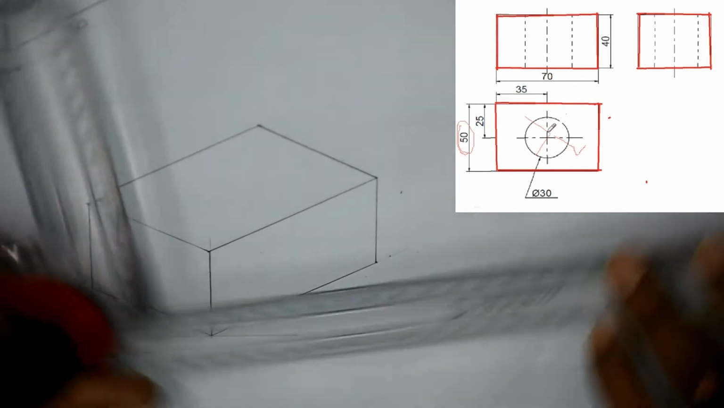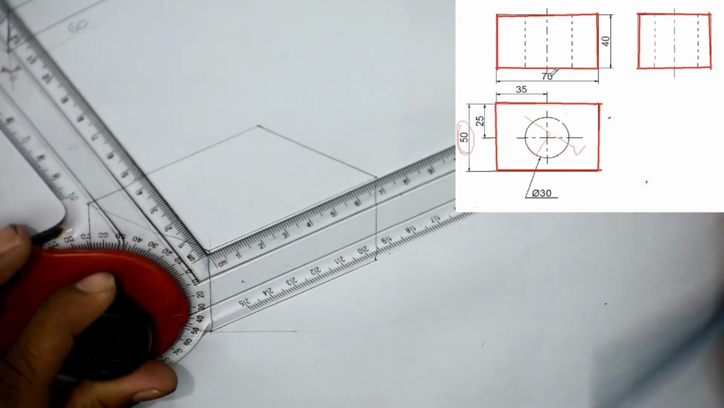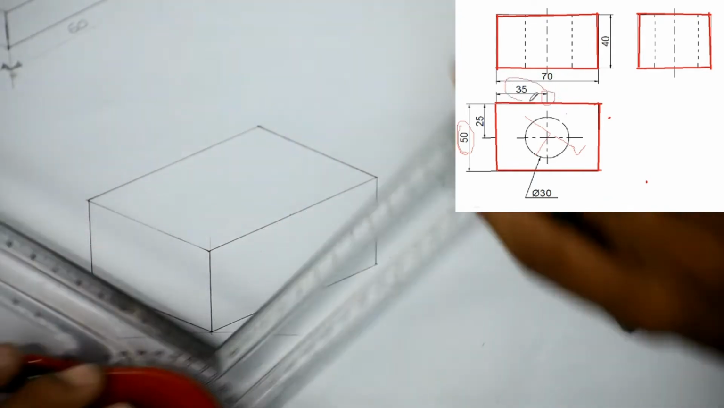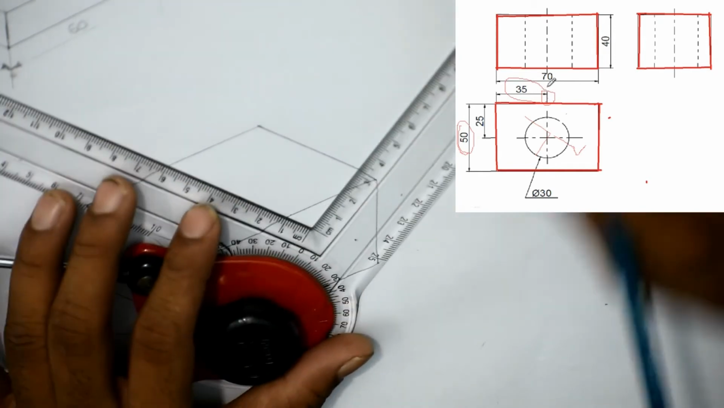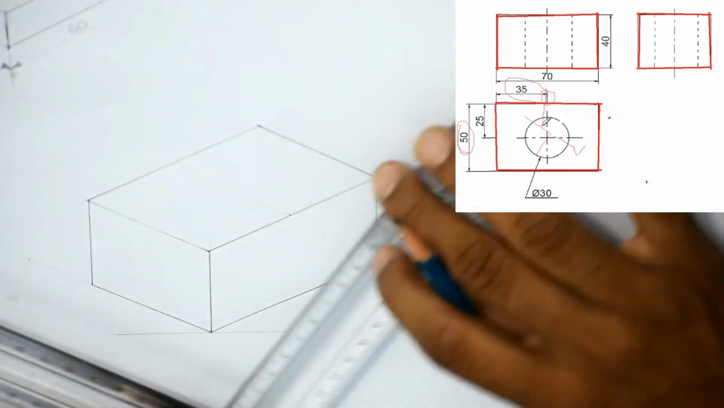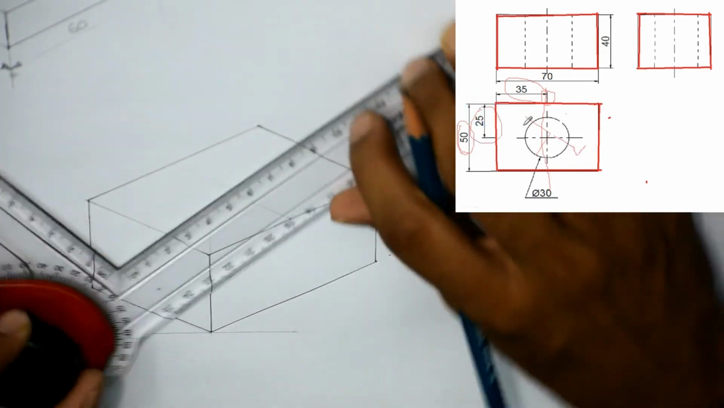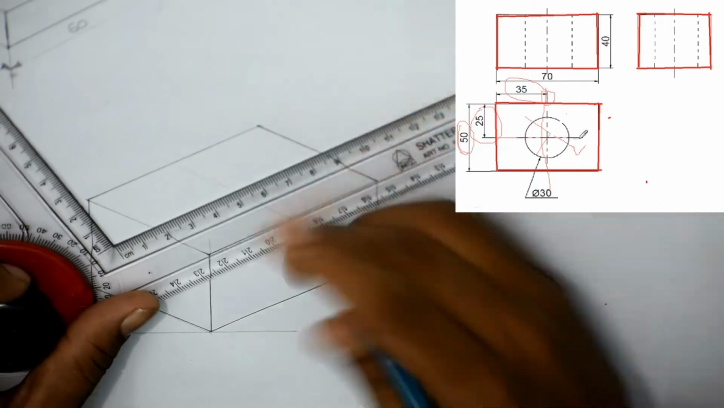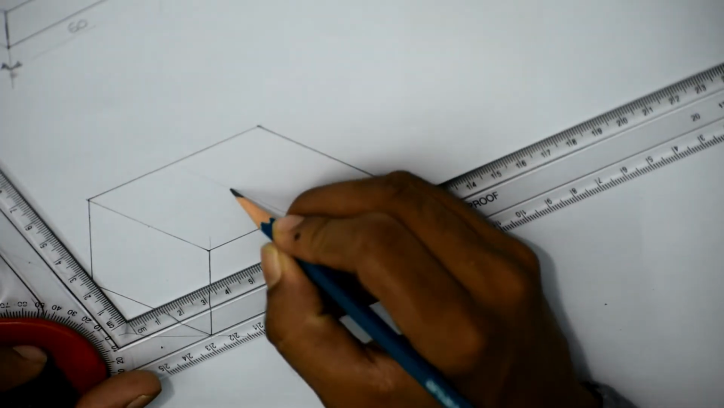So as you know, this line is 70 mm. Use the 2H pencil and mark the 35 mm distance line here, and draw one portion here. And also, as this is 50, mark the 25 mm line and draw the line till the end, so you will get the center.